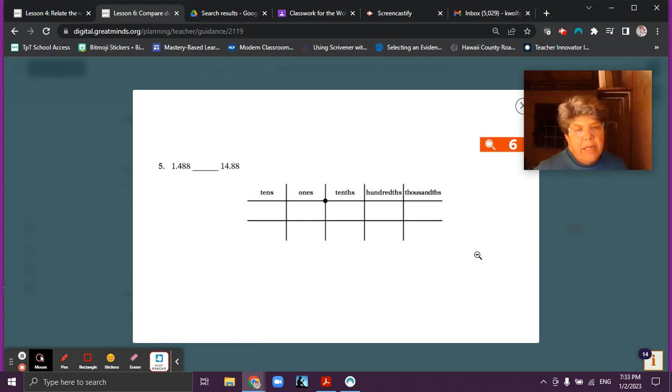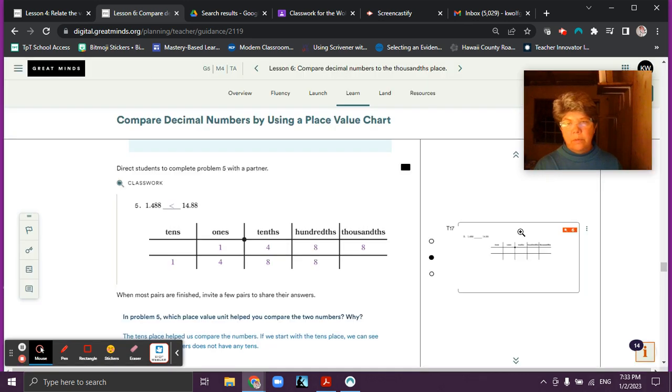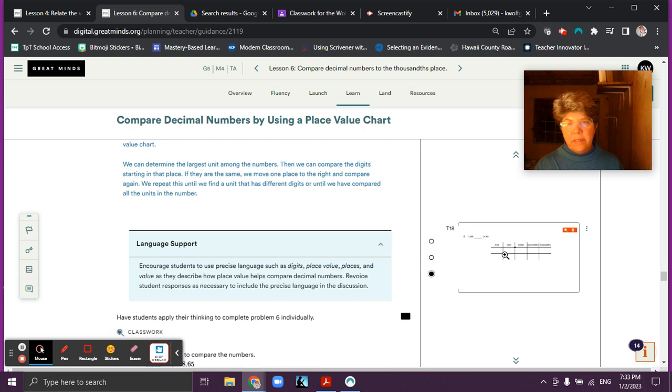Okay, now we're going to look at number 5. 1 and 488 thousandths compared to 14 and 88 hundredths. Go ahead and do that one on your own. Please write them in, even if you think you know the answer already. Please write them in and compare them. Okay? All right. Then we're going to go on to number 7.